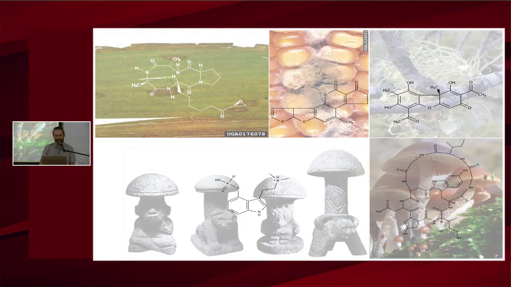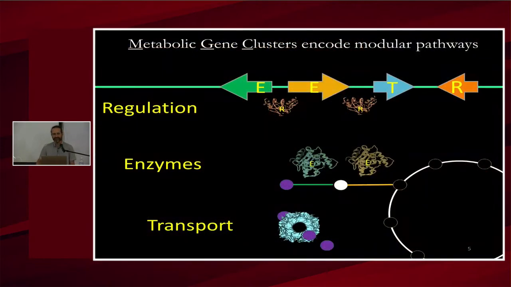In some cases, however, we do. One interesting phenomenon, it's not entirely unique, in the production of these compounds by fungi is that the genes to produce them are encoded in what we call metabolic gene clusters, or sometimes biosynthetic gene clusters. I'll use both those terms today. And these are loci, positions in the genome that have all the genes necessary to produce that particular substance or perform that particular metabolic pathway.